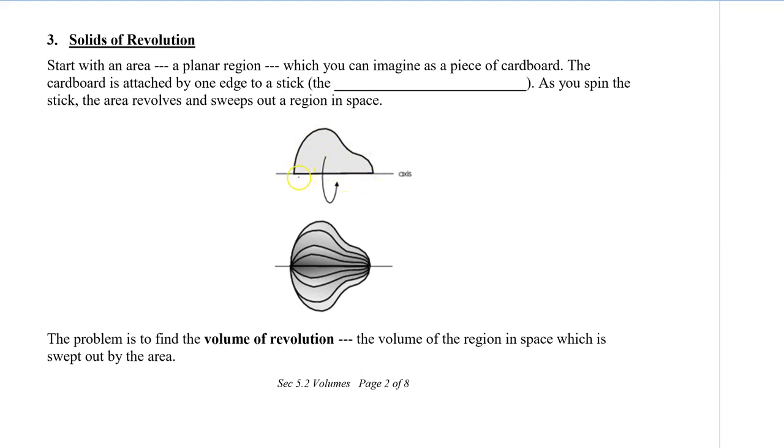The cardboard is attached by one end here to a stick. This stick is called the axis of revolution. As you spin the stick, the area revolves and it sweeps out a region in space, such as this kind of squashed pear shape that we have here. Now the problem is to find the volume of revolution, which is the volume of the region in space which is swept out by this initial area that we started with.